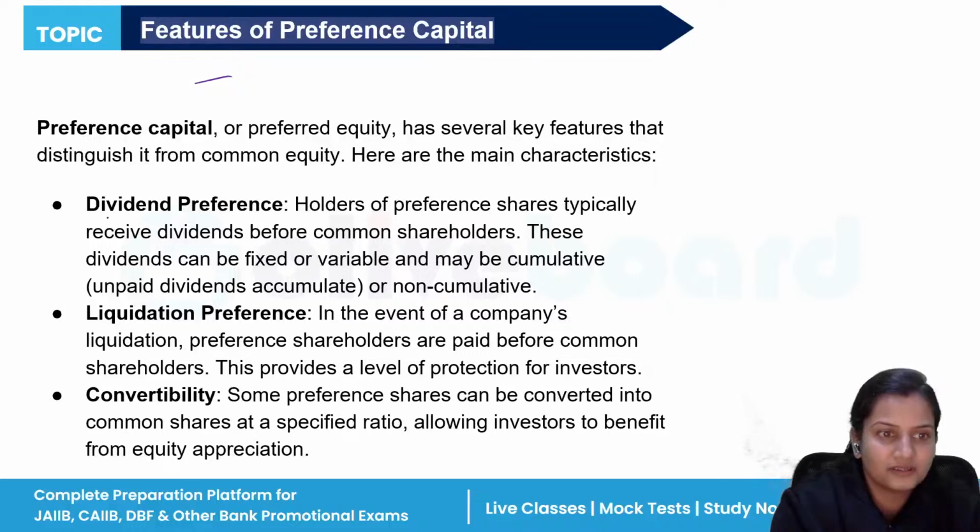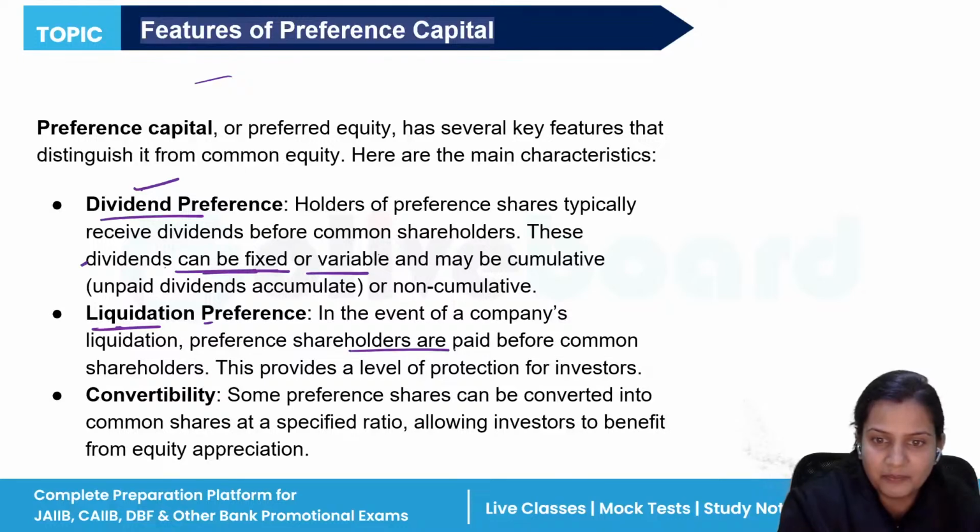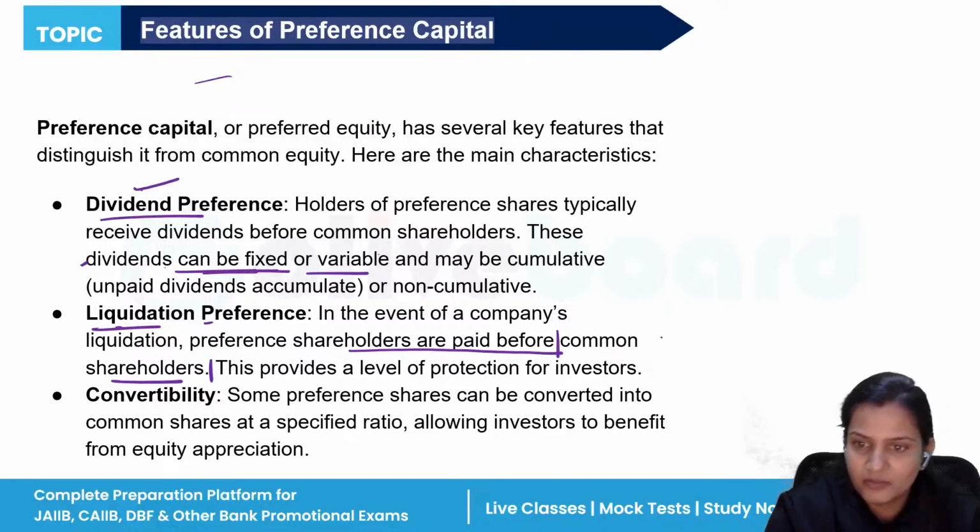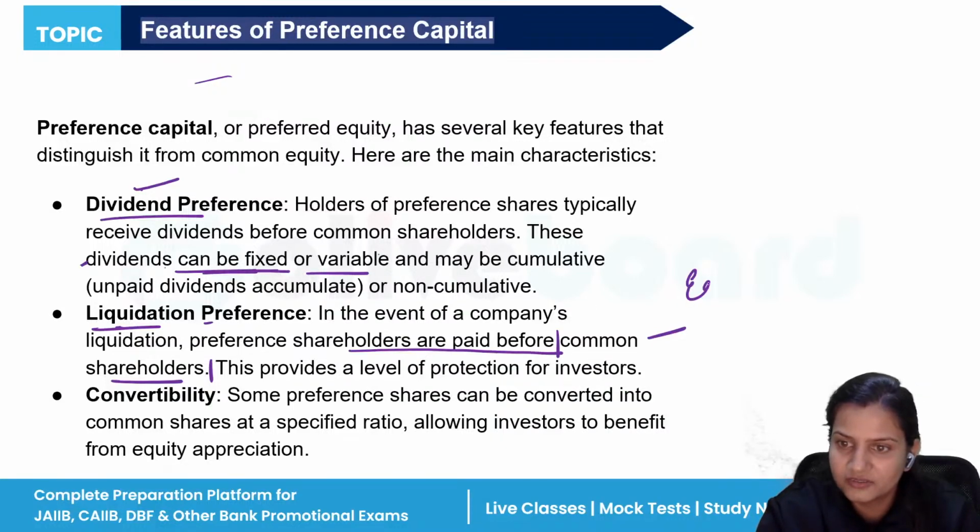So what are its features? They have a dividend preference. They get a fixed dividend. Dividend can be fixed or variable. If it is variable, it has to be mentioned in the document, or else most of the time the dividend of preference shareholders is fixed. Liquidation preference: when the company liquidates, these are paid before common shareholders. Now, what are common shareholders? The other name for common shareholders is equity shareholders.